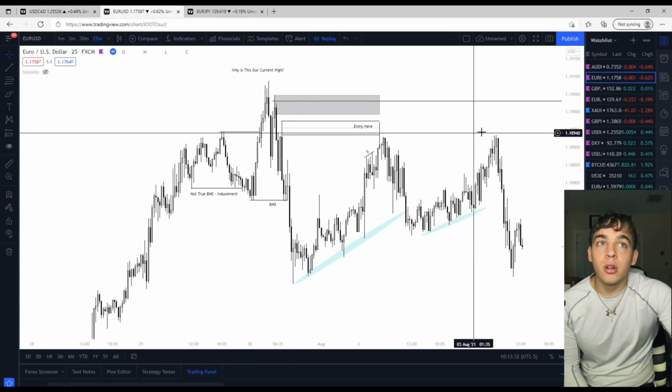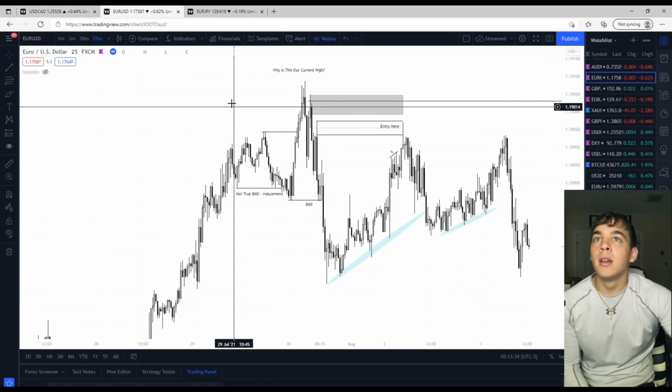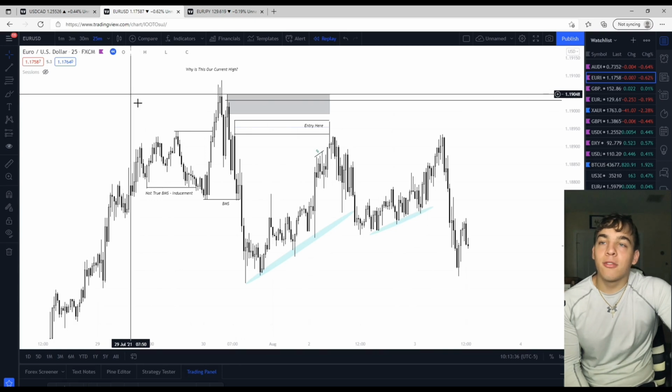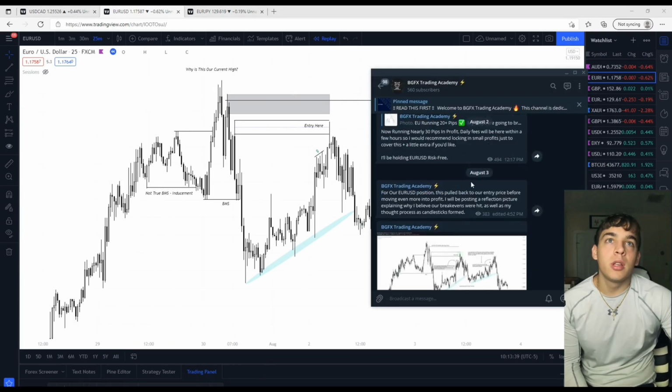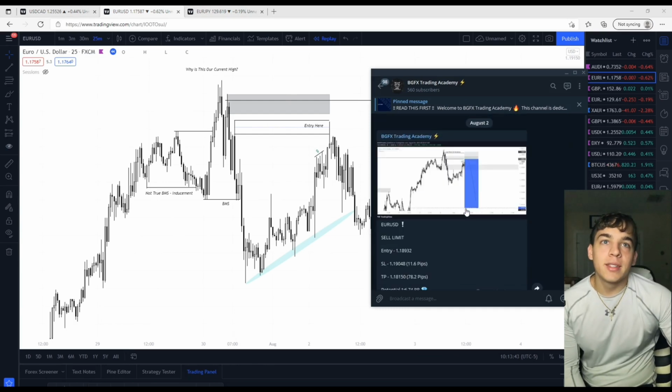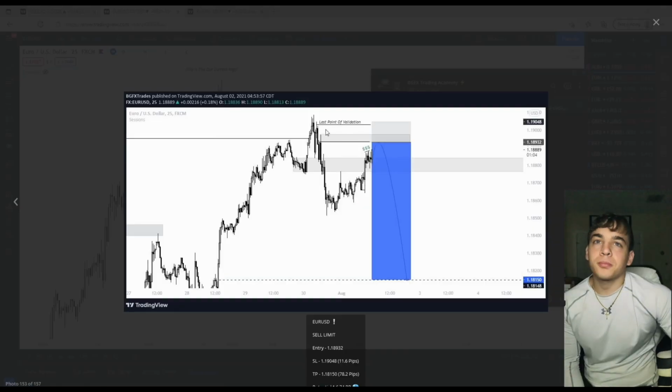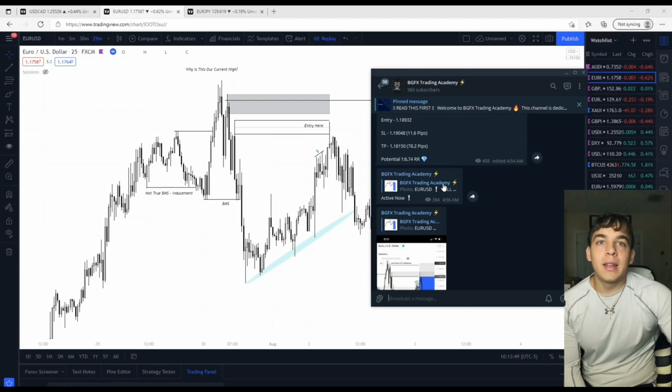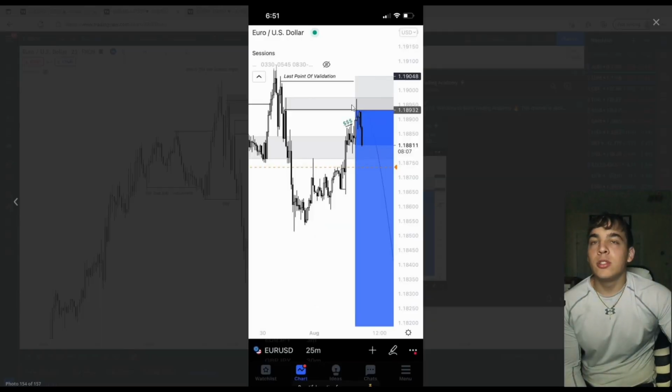Now let's move on to EUR/USD, which is a trade that I took here. We're right here on the 25-minute time frame, and let's actually go into the Telegram really quick so you guys can see when I did take this. So August 2nd was when I took it. You can see this was my markup right here. I was mainly looking for these shorts. I did do a sell limit, and you can see that we triggered our zone.